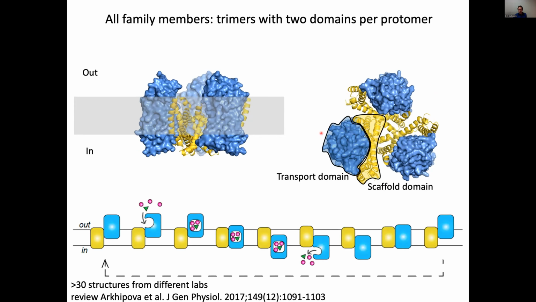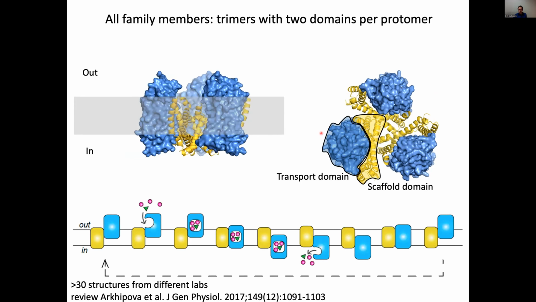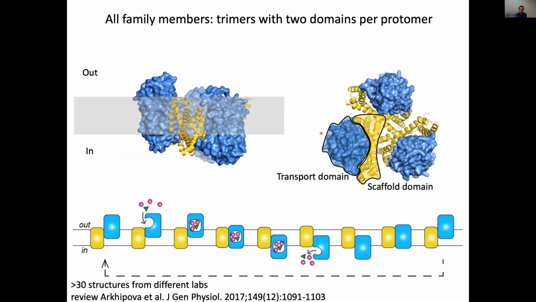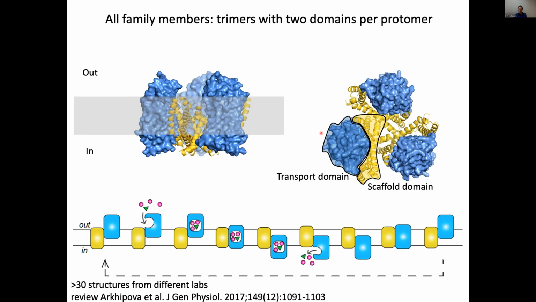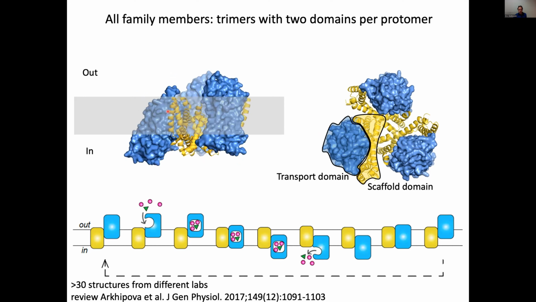And these proteins operate via a so-called elevator mechanism in which the three protomers in the trimer operate independently, and the transport domain can move up and down through the membrane as an elevator. And when it's in an outward-facing state, it can open a gate and then bind the three sodium ions and the aspartate. The gate can close, the elevator can go down.